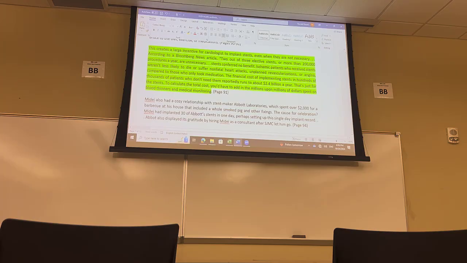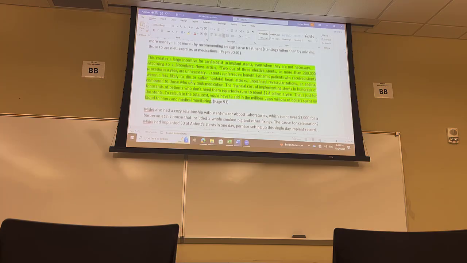Stents, even when they are not necessary. According to Bloomberg News, two out of three elective stents, or more than 200,000 procedures a year, are unnecessary. Stents confer no benefit. Patients who received stents weren't less likely to die or suffer non-fatal heart attacks compared to those who only took medication. The total cost of implanting stents in hundreds of thousands of patients who don't need them is about $2.4 billion. That's just for the stents. To calculate the total cost, you add millions and millions on blood thinners and other medical monitoring.